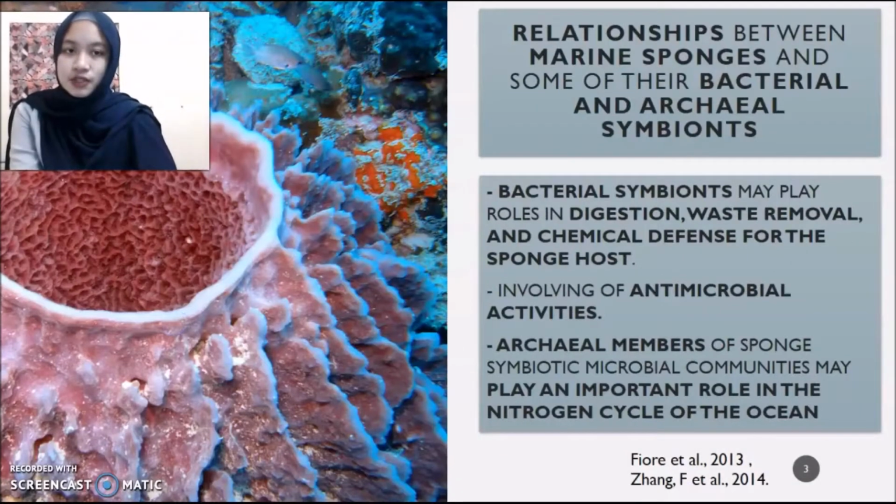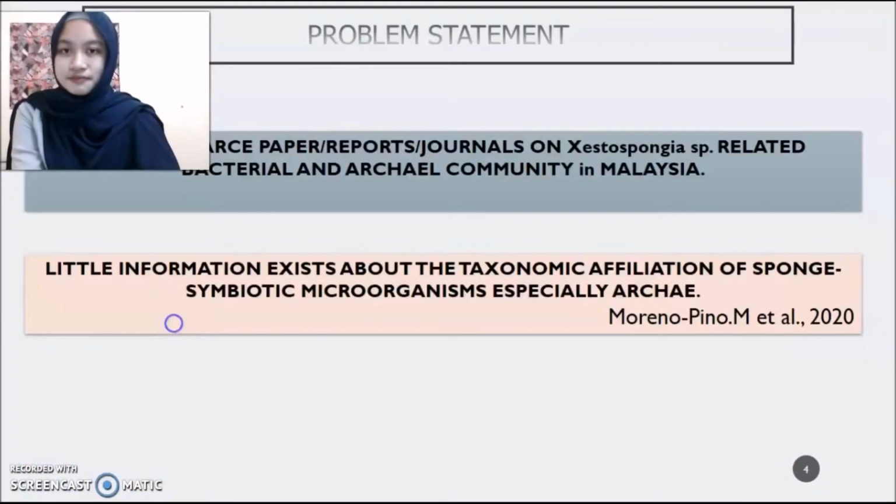The relationship between marine sponge and some of their bacterial and archaea symbionts. The bacteria symbionts may play roles in digestion, waste removal, and chemical defense for the sponge host. Then, with the involvement of antimicrobial activities, the archaea members of sponge symbiotic microbial communities may play an important role in the nitrogen cycle of the ocean.